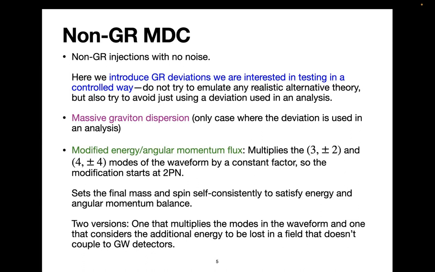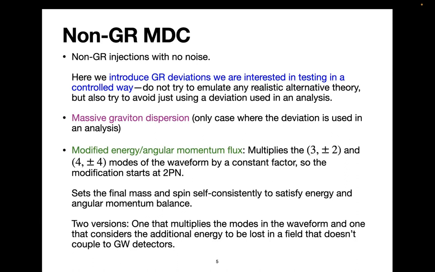The other ones are ones where we actually modify the energy and angular momentum flux of the EOB model itself. So here, this is kind of an updated version of something that was used to test one of the tests earlier, where we take some of the modes of the waveform. Here, the 3 plus minus 2 and 4 plus minus 4 modes, these both first enter at 2PN in the inspiral, and multiply that by a constant factor. So the modification starts at 2PN, but you also get modifications like 3PN, 3.5PN, etc.